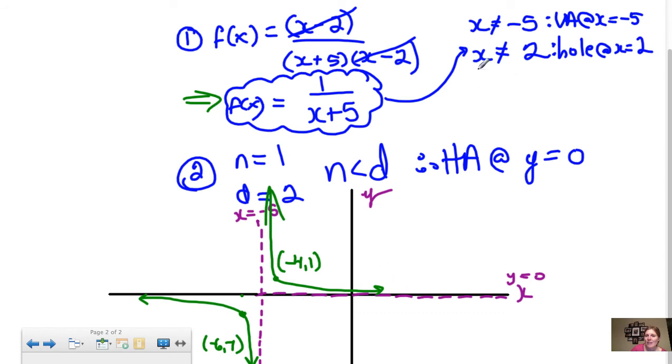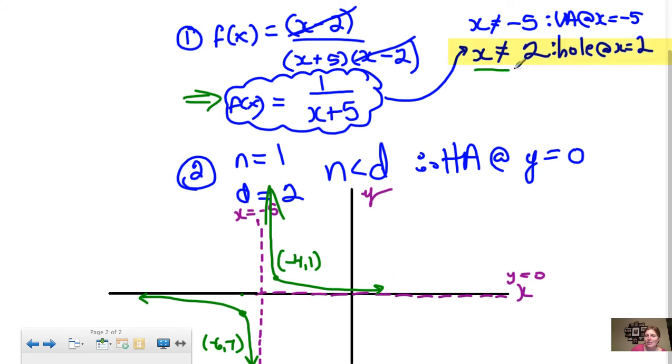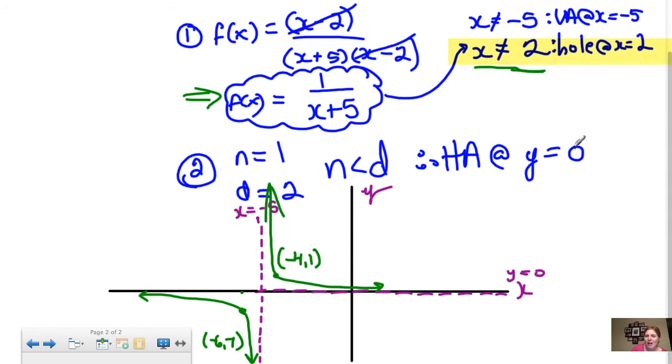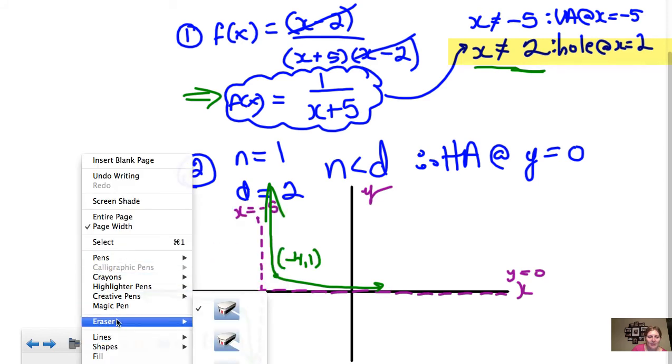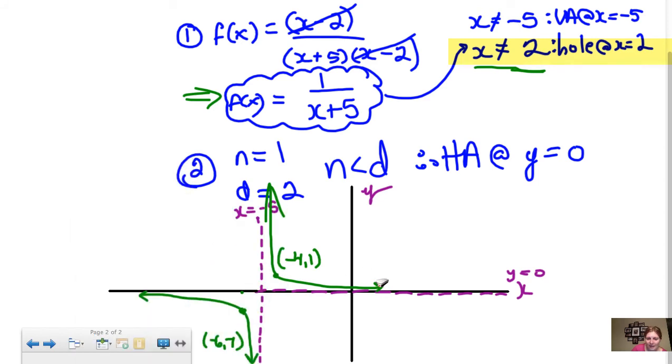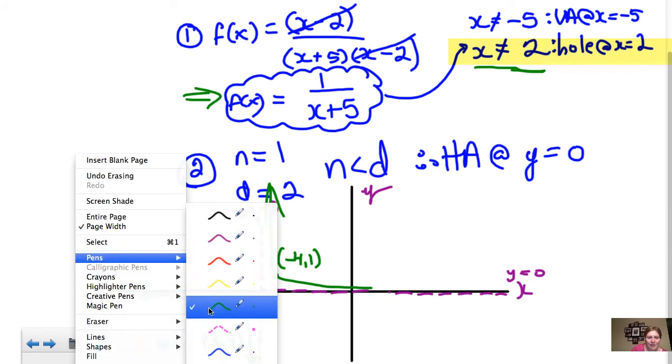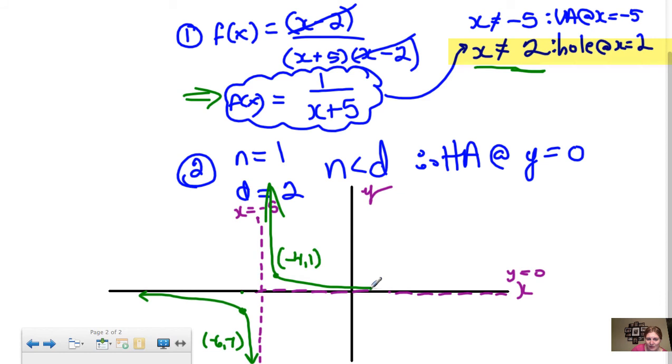The only thing we haven't used, though, is this x equals 2. I said that there was a hole whenever x is equal to 2. So what is going to happen here, let's go get my eraser, get rid of that little arrow, is as I'm approaching 2, well, as soon as I get to x is equal to 2, this function no longer exists. So I put a big hole there, but then it keeps going.